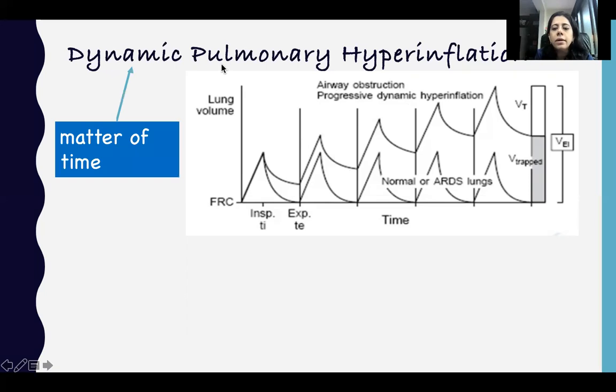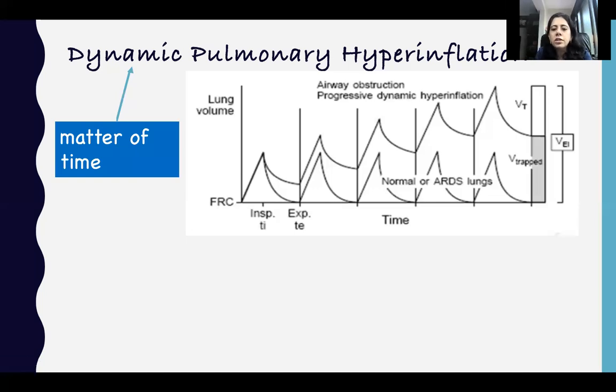So what do we mean by the term dynamic? Dynamic has nothing to do with spontaneous breathing. Dynamic is a question of time. Here again, there are 2 kinds of time. One is the dynamic, that as time passes there is worsening of the hyperinflation, and the other is the time constant that we talked of.